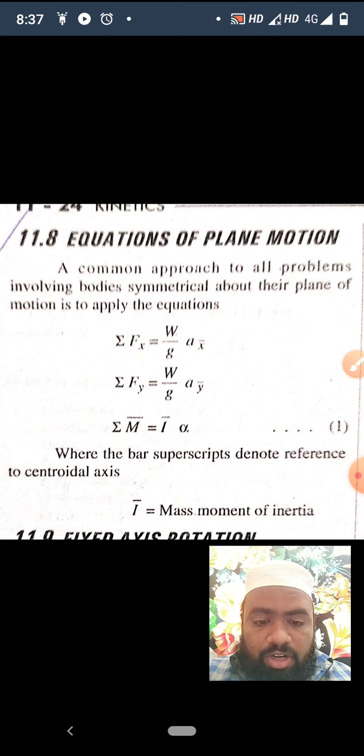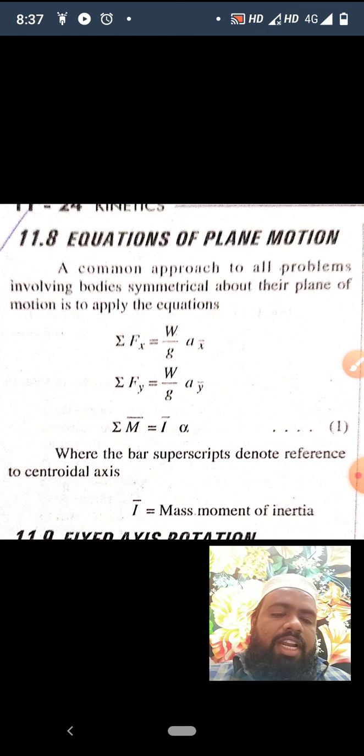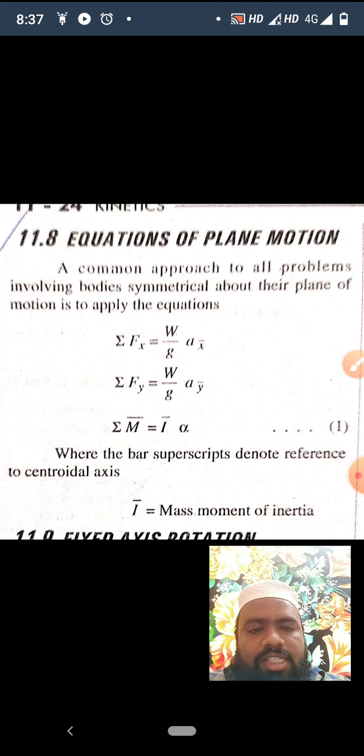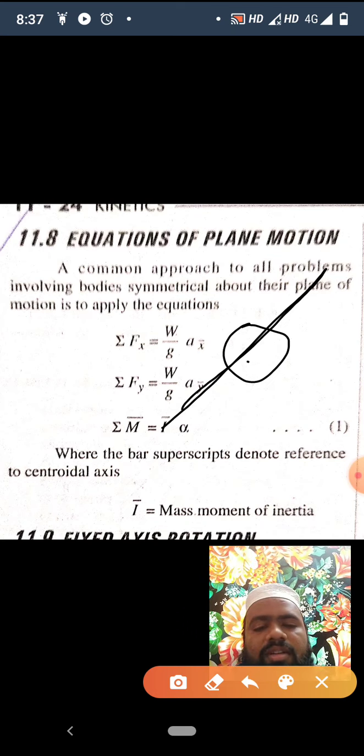Then, the bar subscript denotes that it refers to the centroidal axis. Why are you using I bar? I bar is nothing but the moment of inertia about the centroidal axis. If you are calculating problems in which a circular disc is involved, then finding the moment of inertia for this circular disc about the centroidal axis, I bar is equal to the mass moment of inertia. Whenever it is asked for equations of plane motion, you can simply write: algebraic sum of Fx, algebraic sum of Fy, and algebraic sum of moments is equal to I bar alpha.